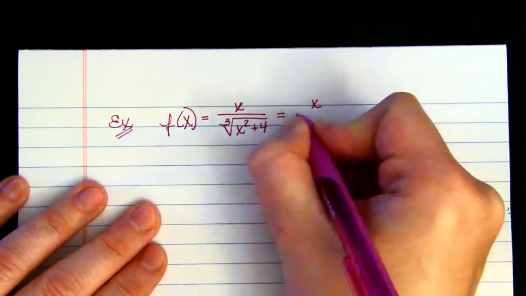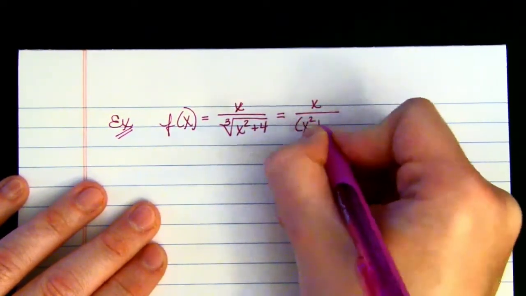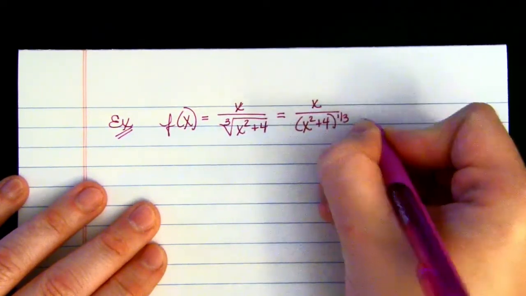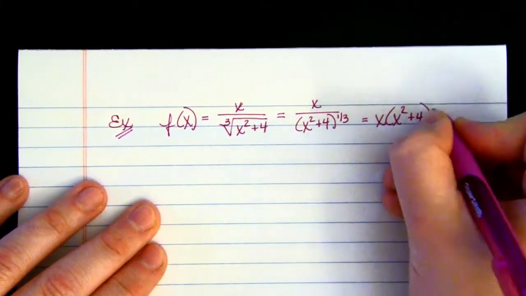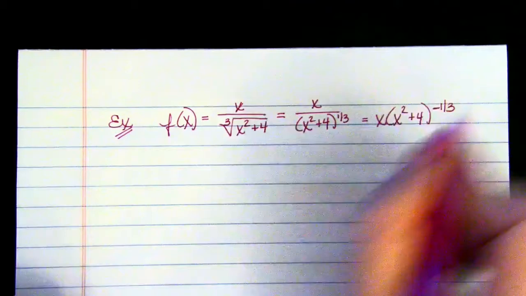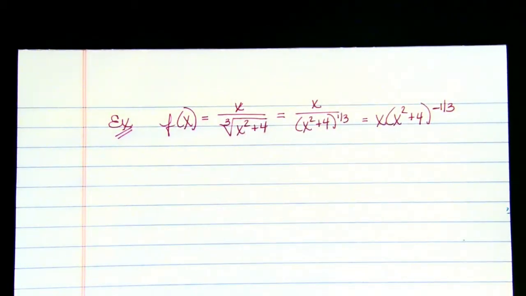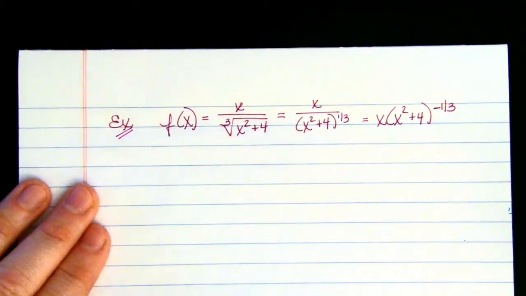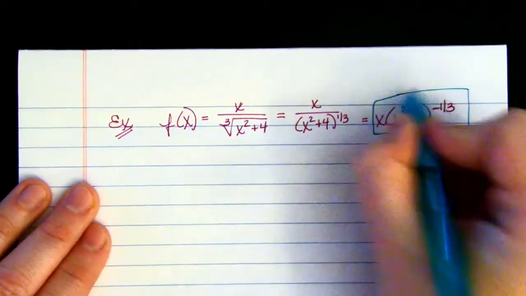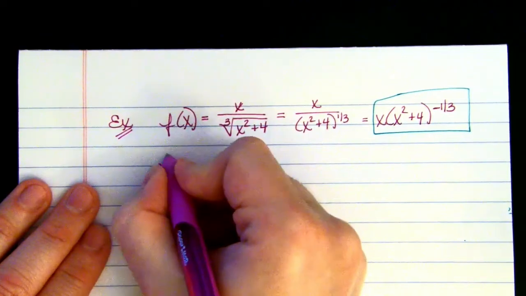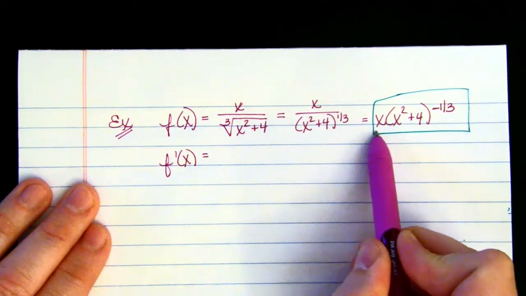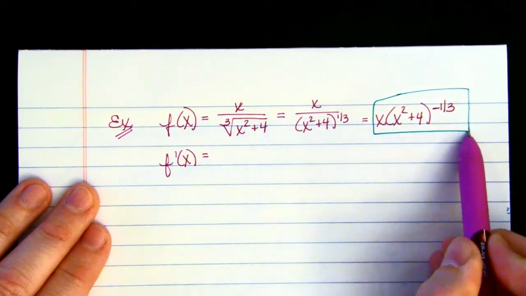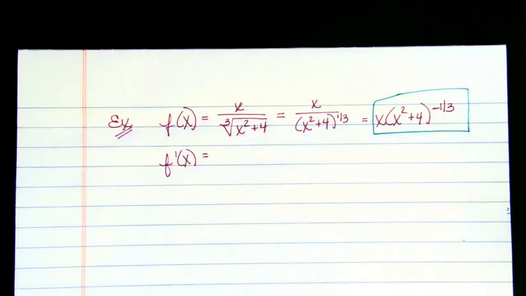As a quotient, this is x over (x squared plus 4) to the 1/3, but I can make this into the product, x times (x squared plus 4) to the negative 1/3. And that's going to be a lot easier for me to deal with. Now, I need to use product rule on this with some chain rule stuck inside there. I'm going to make the video pause, see if you can go write out your first times derivative of the second, using chain rule, plus second times derivative of the first.